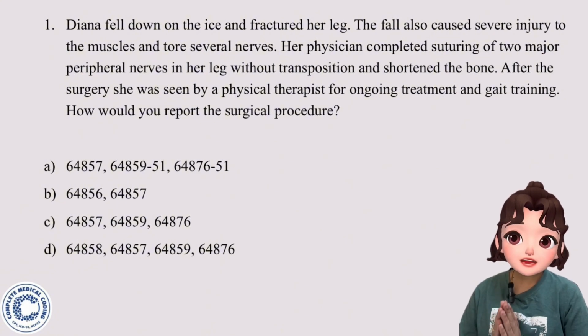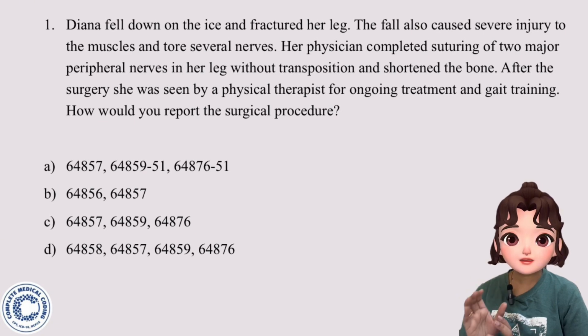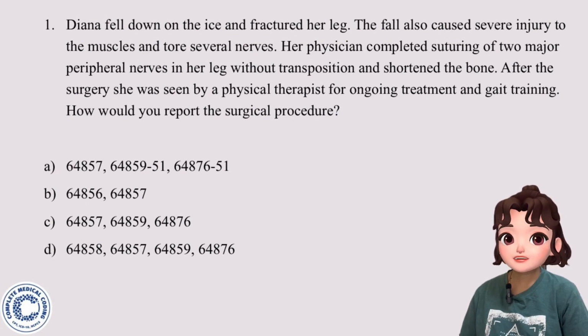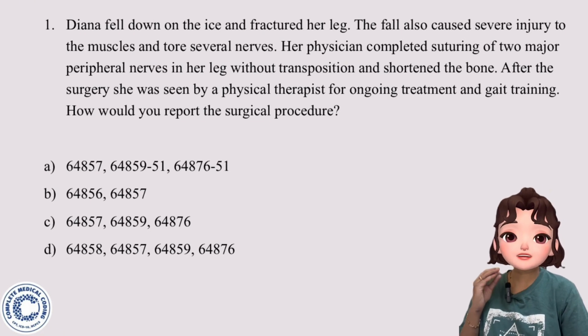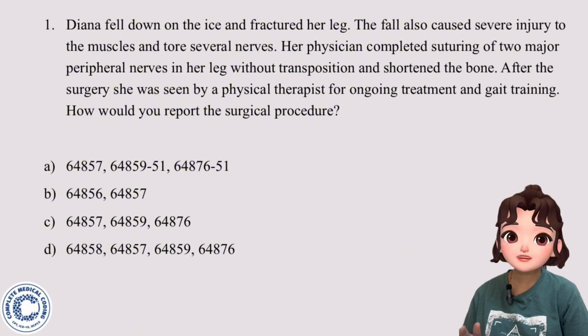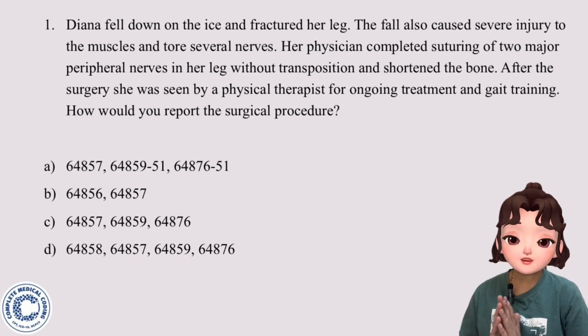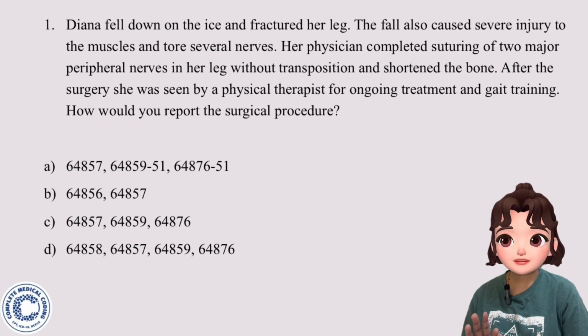Now, if you can see, options A and C are almost the same except for the modifiers. The codes are the same. Actually, these three codes we require, but in option A, they have marked the modifier 51, which represents multiple procedure. Is the service in this question a multiple procedure, do you think? No, right? Because it is the same procedure, the same surgery they are carrying out. Two peripheral nerves and shortening of the bone is a single procedure, not a multiple procedure. So we don't have to append modifier 51 in this case.